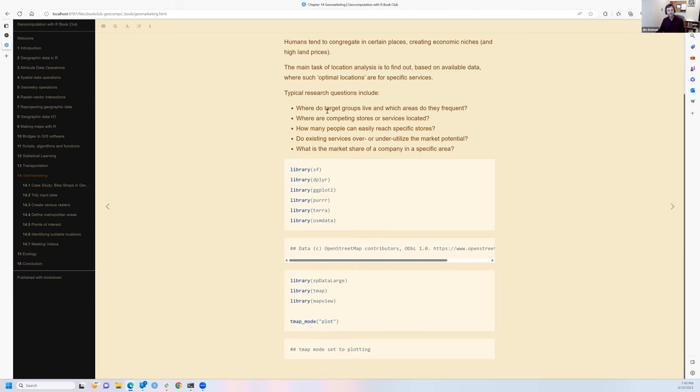So typical questions in the marketing space include, where do the targeted groups live, or where are there higher percentages of the population of interest? Where are your competitors? It's always good to have maps of where your competitors' stores are. How many people can easily reach this store? Are existing services under or overutilized for what you would expect for the market potential in that zone? Even questions about market share could be answered using these tools.